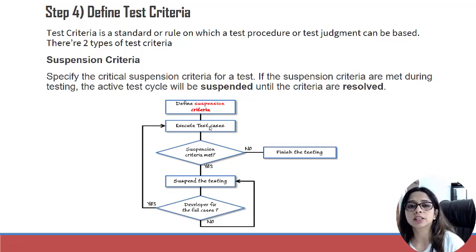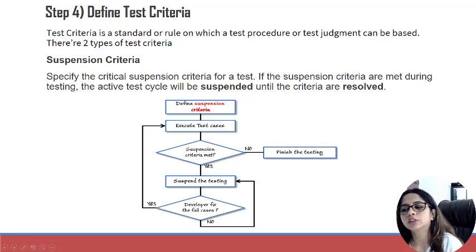And second is execute the test cases. When you start executing the test cases and you meet the suspension criteria, that is, whatever criteria you had set for suspension has occurred, now you have to stop your testing. So you can see the diamond. If it is yes, then you have to suspend the testing.